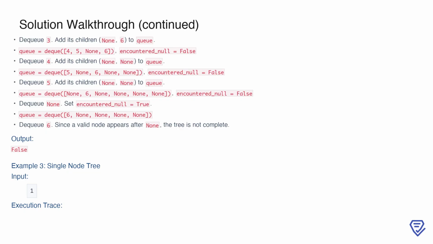At this point, we dequeue the first none and set the encountered_null flag to true. However, when we dequeue 6, we encounter a valid node after a none, which violates the condition for a complete binary tree. This confirms that the tree is incomplete, and the output is false.